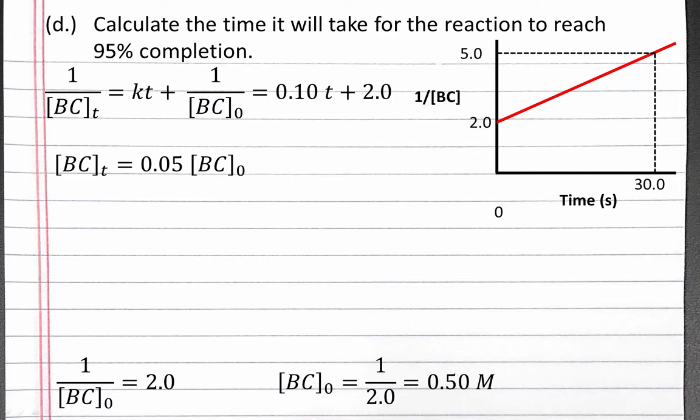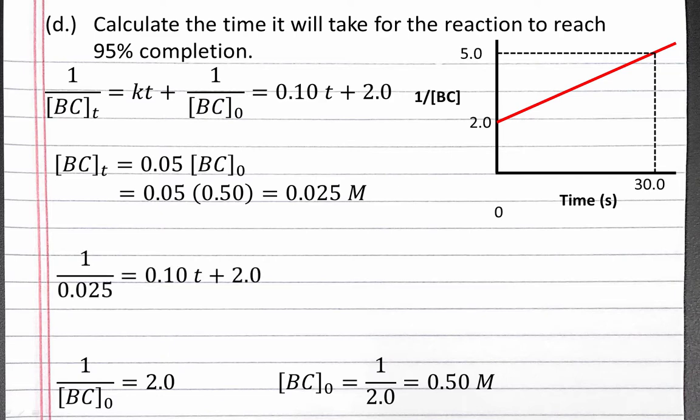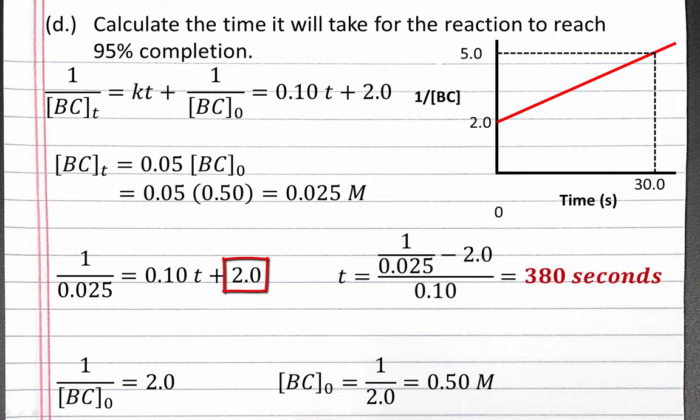So we want to solve our integrated rate law for when our concentration is only 5% of our initial concentration, or 0.025 molar. Plugging in 0.025 molar into our integrated rate law for our concentration of BC at time t, we can solve for time. We'll subtract 2 from both sides and divide by 0.1, and completing this calculation, we'll get 380 seconds. So at 380 seconds, our reaction should be 95% complete.